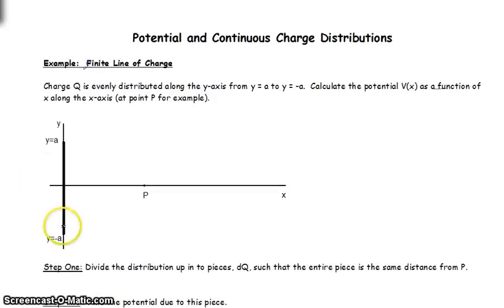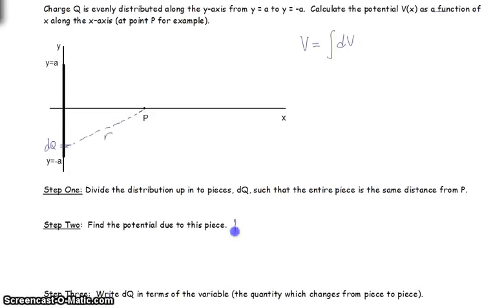We want to divide this up into pieces such that each piece, dq, is the same distance, r, away from our hypothetical point P here. Basically, we're going to say that V is the integral of all of the little pieces of voltage, dV, contributed by each little dq. The potential due to this piece, dV, is equal to K times that little dq over r.